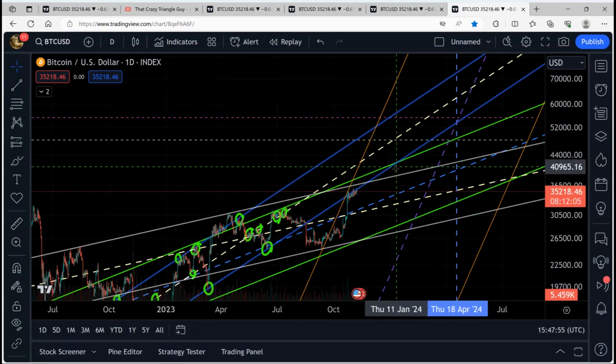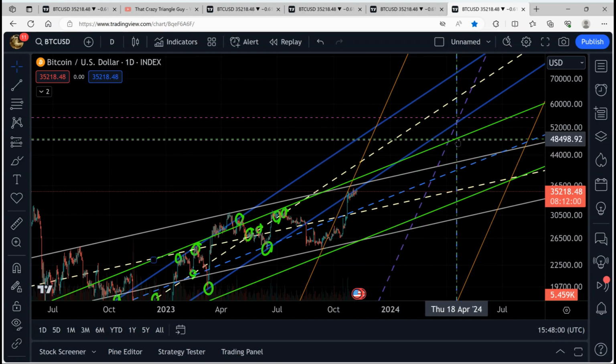So what's very, very interesting is at the halving event, this white line, which is at 48,000, which I've talked about time and time again, the price at the halving will be 48,000. Also is the top of our green channel. That is very, very, very interesting.